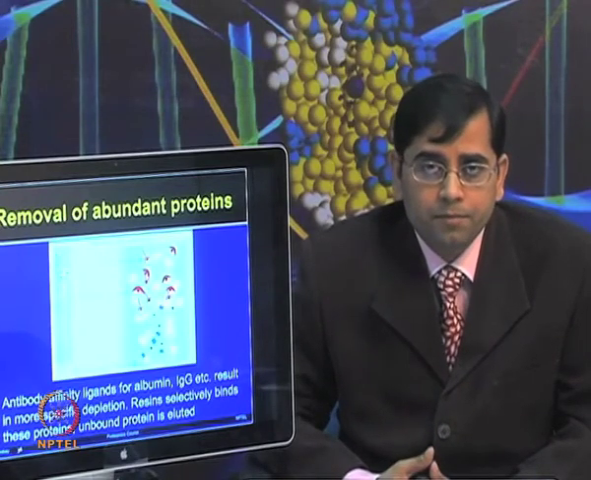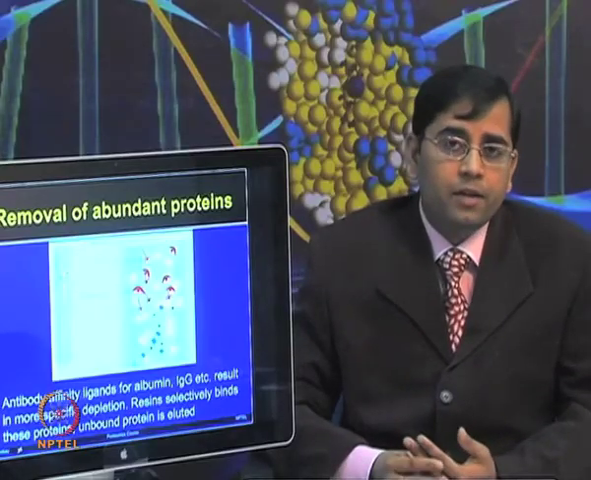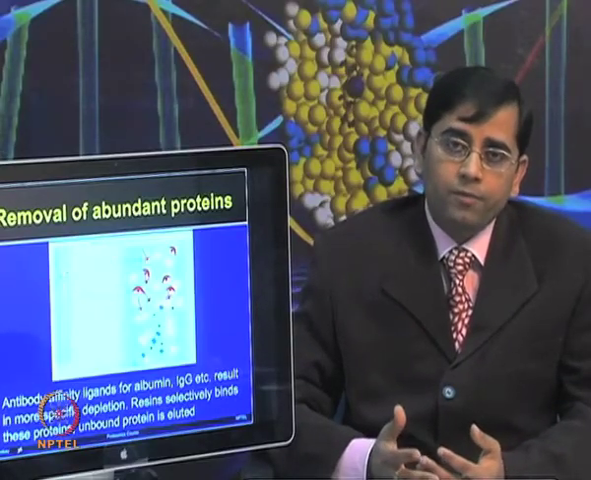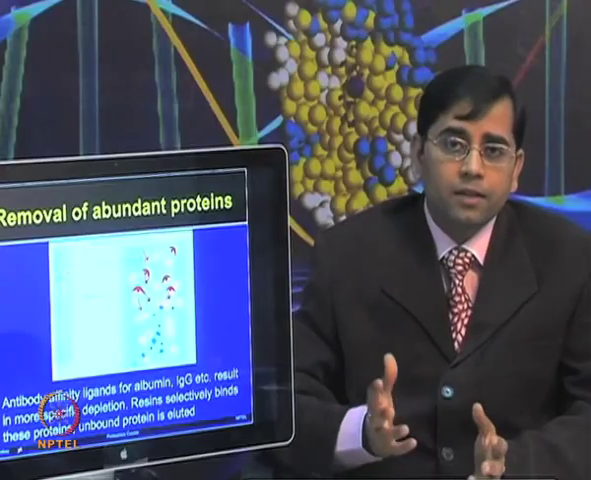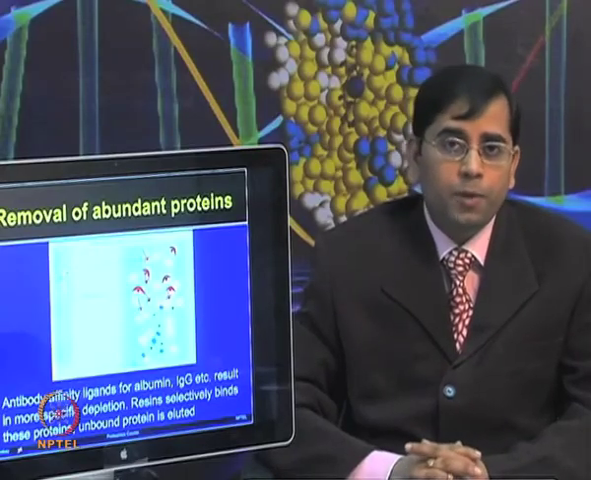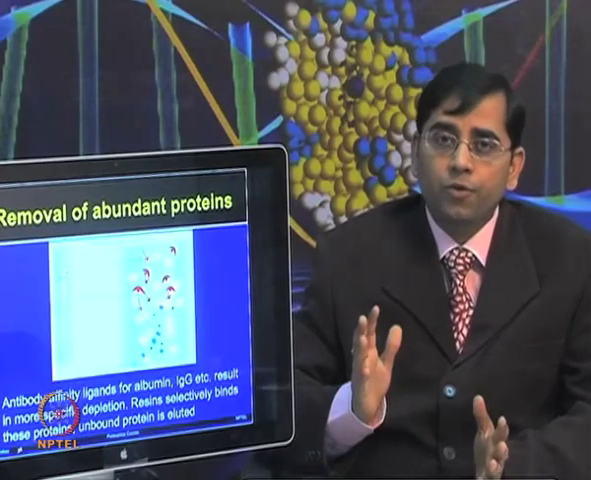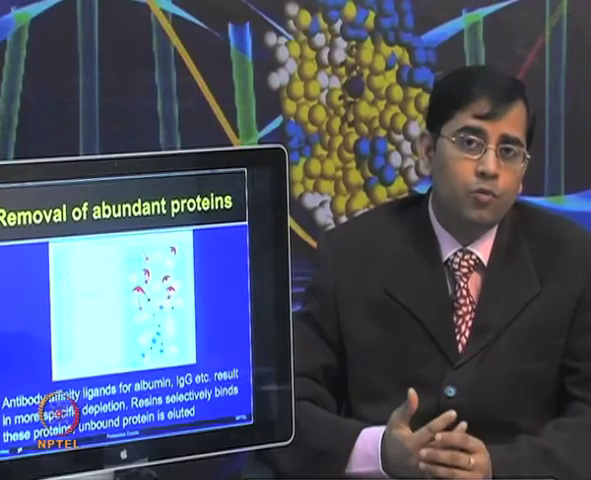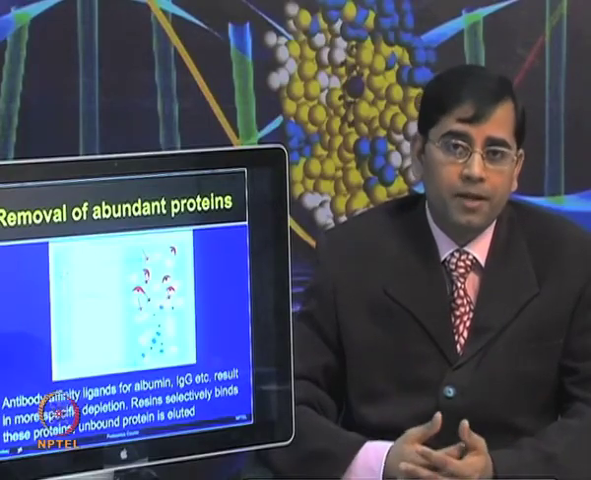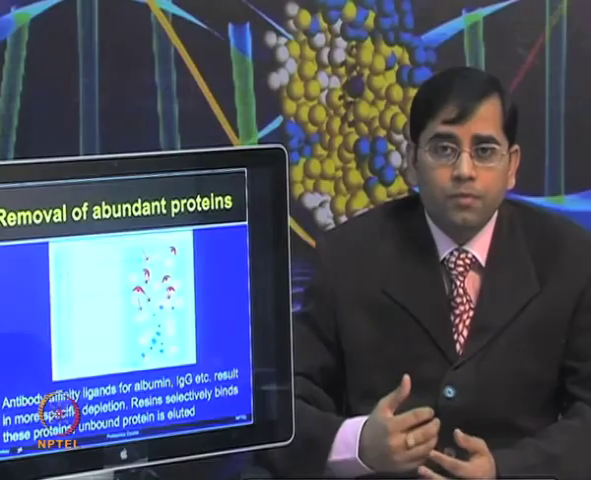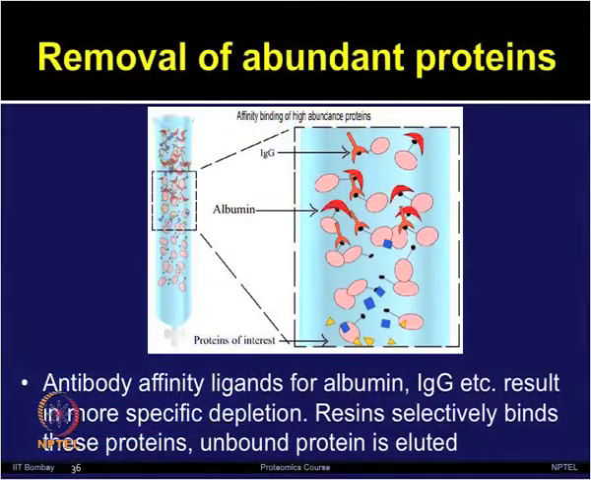present in the serum, because there is always that fear with the molecular weight cutoffs, whether along with albumin and other high molecular weight proteins, you will also get rid of various high molecular weight proteins which are non-abundant. So, the affinity based methods ensure the specific targeting of albumin, IgG and other specific abundant proteins.